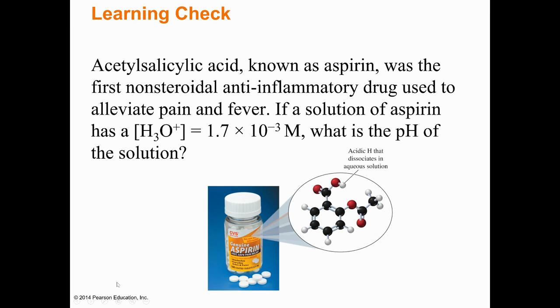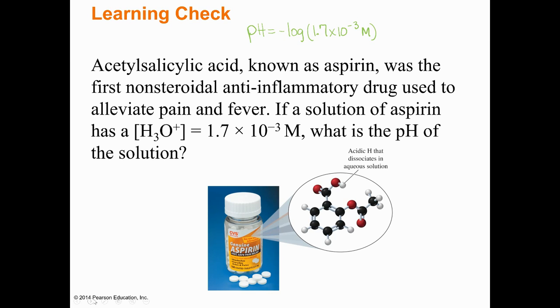Okay, let's try this one. What's the pH of a solution? This is aspirin, which is an acid. It's called acetylsalicylic acid, and it's an anti-inflammatory drug used to alleviate pain and fever. And so we have the hydronium concentration there. So I'm going to ask the question, what's the pH? We're going to take the negative log of that number. So go ahead and plug that number into your calculator.